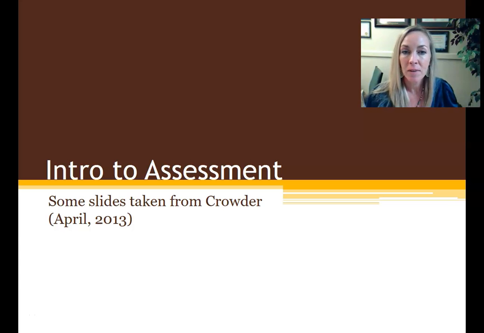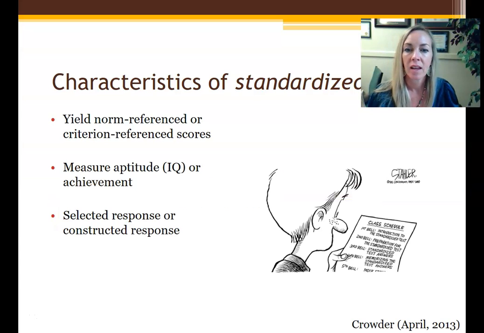Now for the final segment of the presentation for this module, Intro to Assessment. So we'll first do a quick review of characteristics of norm and criterion reference scores and the type of selected responses: binary, multiple choice or matching, and constructed response, which would be a short answer, fill in the blank, or an essay. Some terms to know might be norm.